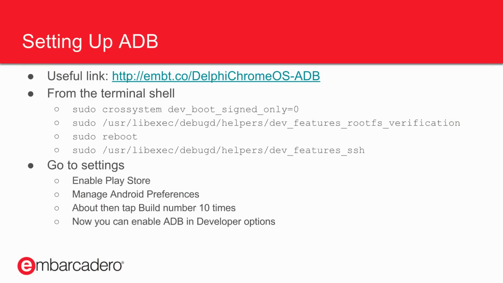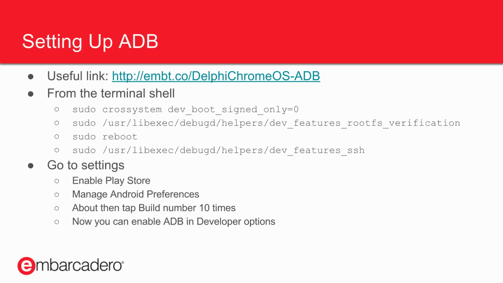When you're ready to set up ADB, there's a link there that'll take you to the page that describes how to do that. One time you have to go through in the terminal shell and set up the firewall to let ADB through. And it sets it up through port 22, which is the port used for SSH.